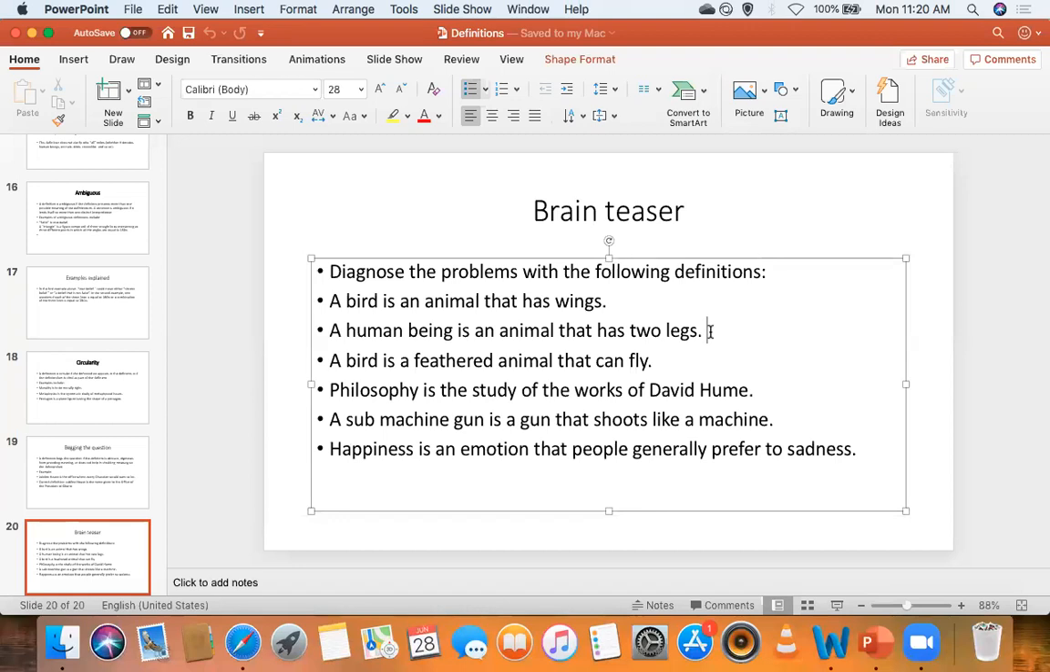Now, do we have birds that cannot fly? Yes. Ostrich. A chicken is a feathered bird. There are poultry birds. Ostrich, penguins. An ostrich is a bird but cannot fly. Good. So it's too broad.